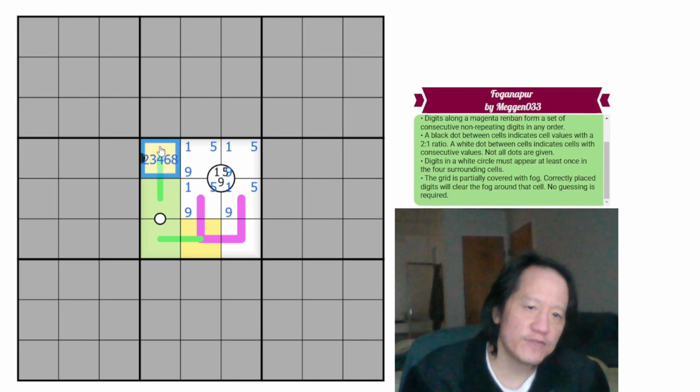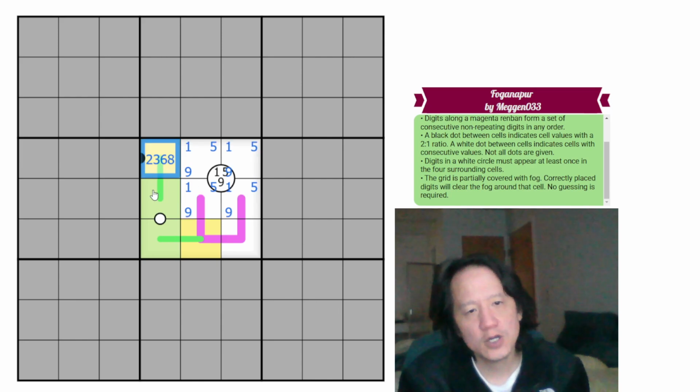If this is 2, 3, 4, 6, or 8, so say it's 2, 3, or 4, this can never be 9, because obviously the 9 can't be there. So this can never be 4. If this is 2 or 3, this has to be 7 or 8.